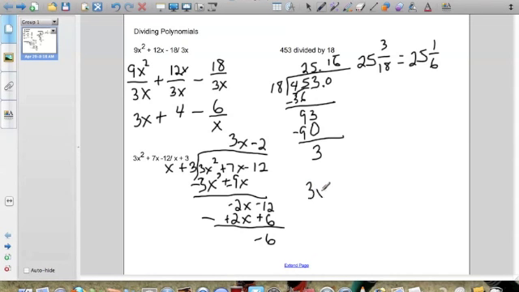Now here's how you write the remainder. We got 3x minus 2 as the first part of our polynomial, and then this is a negative, so it's going to be minus. Let me rewrite that there. So we have 3x minus 2 minus 6 over x plus 3, which is the divisor. All right, so that's how you do division of polynomials.